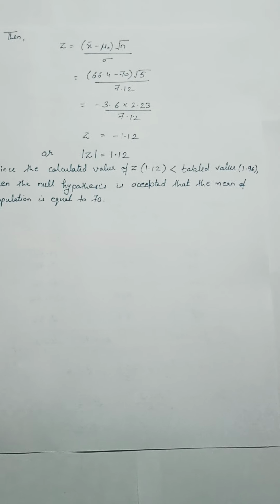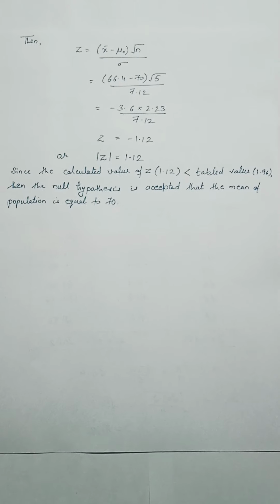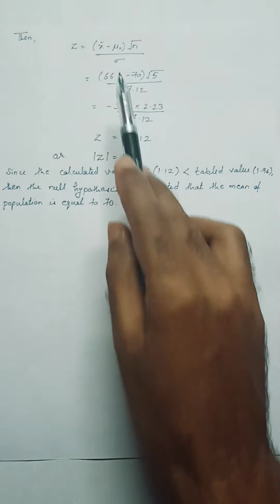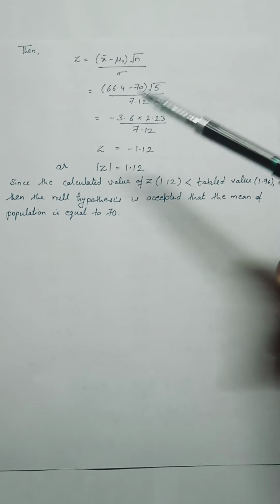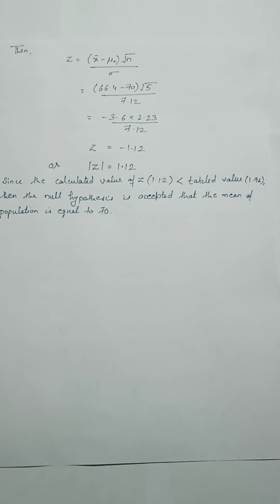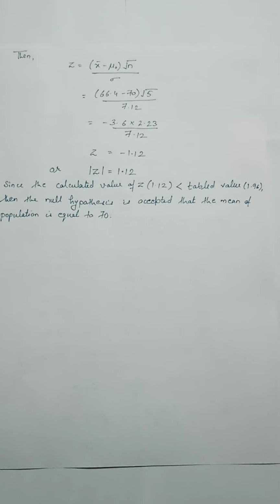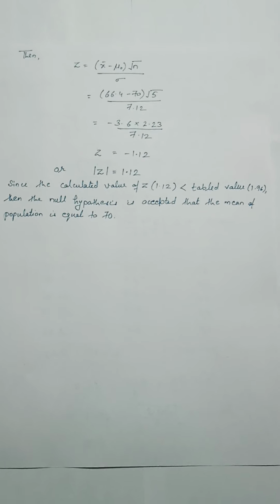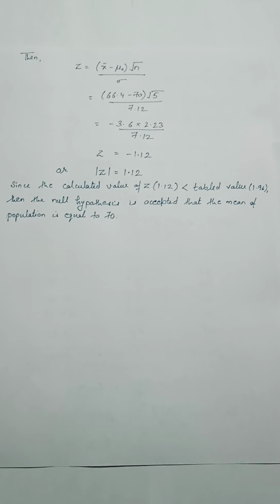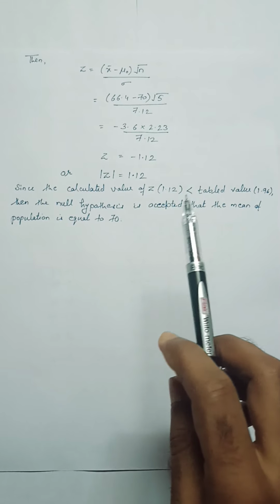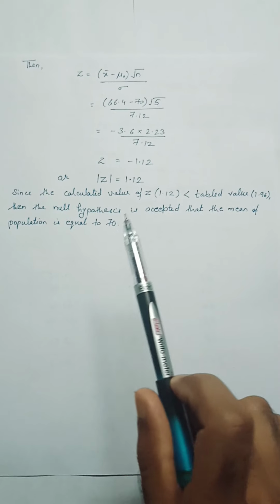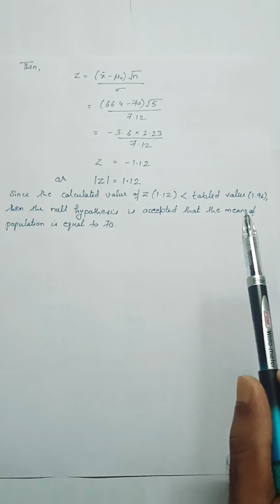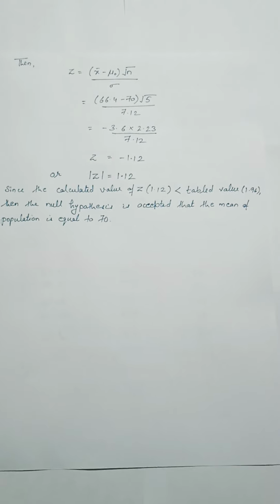After finding the value of sigma, let's find the value of z for the z test. Z equals (x bar minus mu naught) into root n upon sigma. Put all the values. You will get the value of z as minus 1.12. But we generally find the modulus of z, that is the positive value of z, that is 1.12. Since the calculated value of z, 1.12, is less than the tabled value, 1.96, the null hypothesis is accepted. That says that the mean of the population is equal to 70.